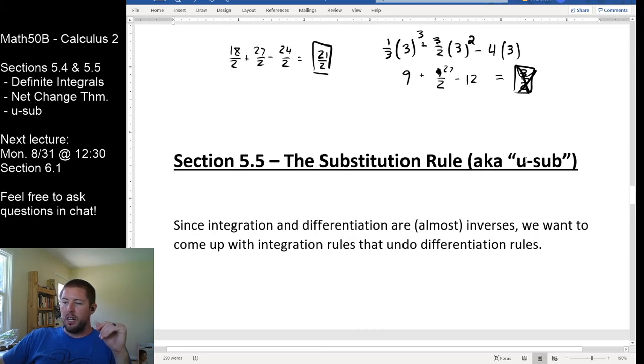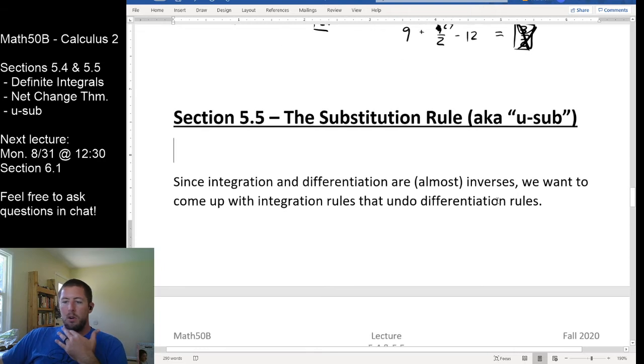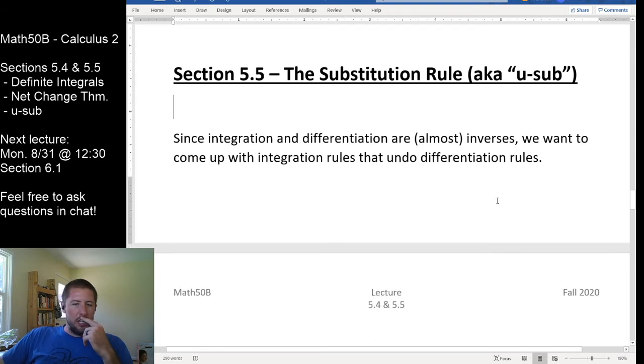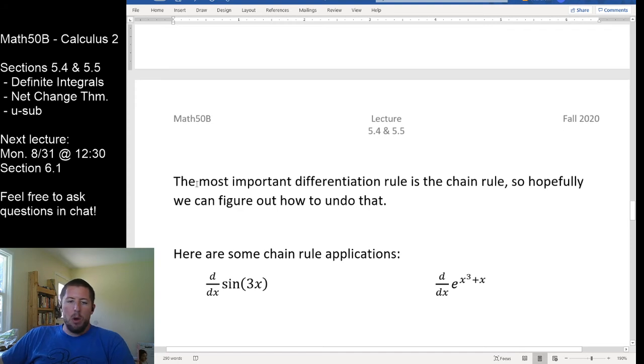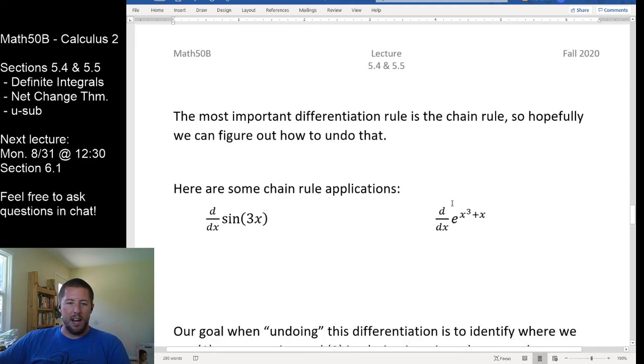The U is just going to be a generic variable letter that we're going to use as an intermediary variable to help us do some stuff. So, a couple of statements here. Integration and differentiation, as we discussed last video, are almost inverses of each other, close enough that it seems sensible that for every differentiation rule, we should ask, can we undo that with an equivalent integration rule that goes the other direction? The most important differentiation rule is the chain rule.